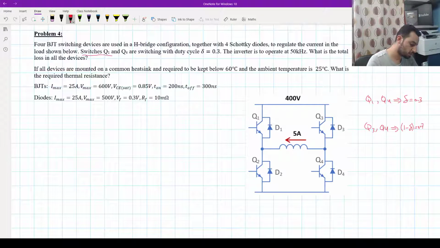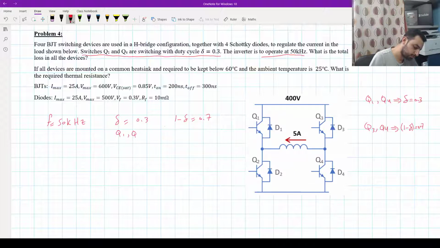Now switches 1 and 4 are switching with a duty cycle of 0.3. The inverter has a frequency of 50 kilohertz. So the frequency here is 50 kilohertz. Delta equals 0.3, 1 minus delta equals 0.7. This is for Q1 and Q4. If you want to calculate the average and RMS values, we will use this delta for them. And also for number 3 and 2, it will be 0.7.